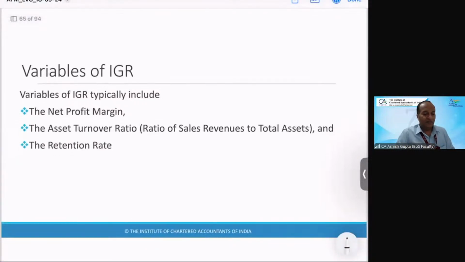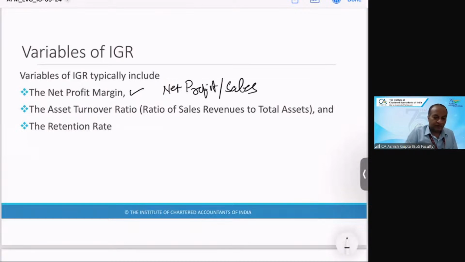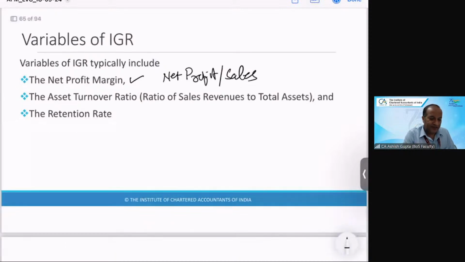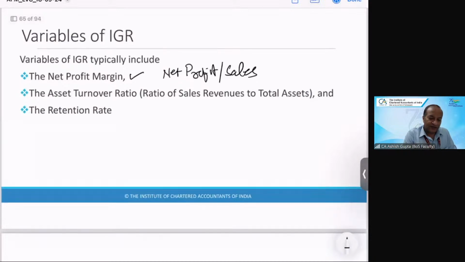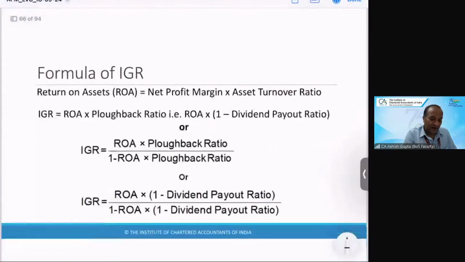Now we come to the variables of internal growth rate. How is internal growth rate determined? First is net profit margin, which is net profit divided by sales. Then asset turnover ratio, the ratio of sales revenue to total assets, and the retention ratio that I have discussed, 1 minus D. Now the formula is there.